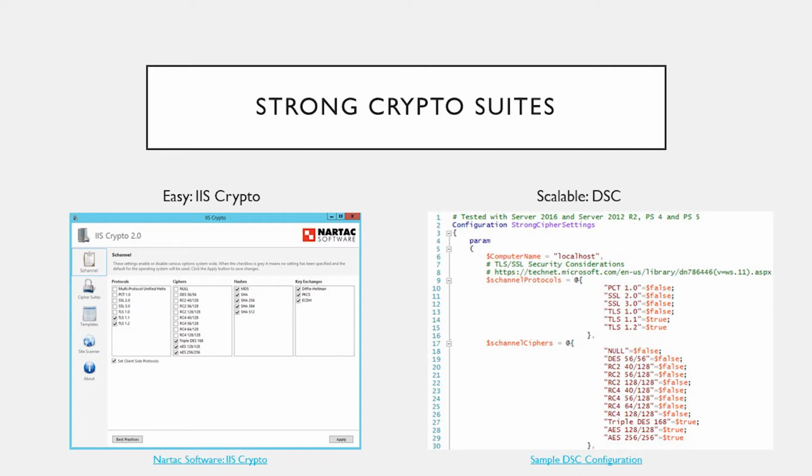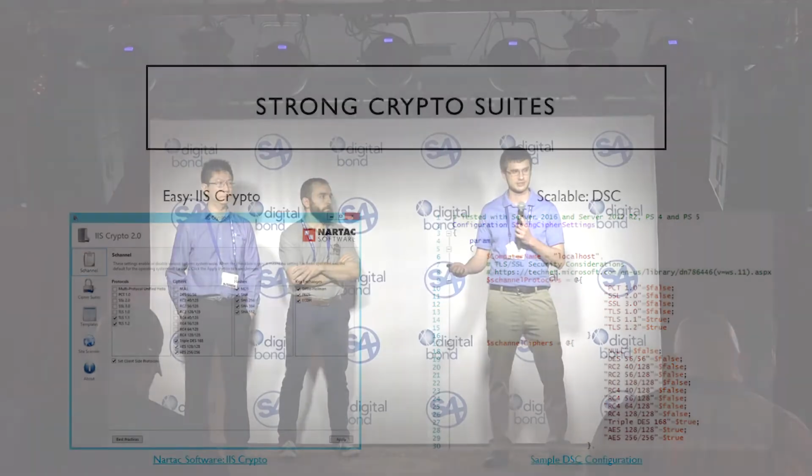But if you want a more scalable solution, one such option is desired state configuration, which Harry spoke about earlier, and he actually also created an example configuration that will apply these crypto baselines, these hardening practices to a machine or many machines, depending on how you implement it.